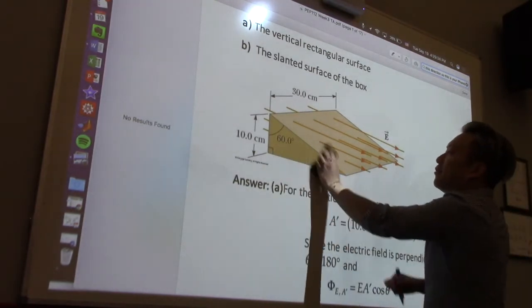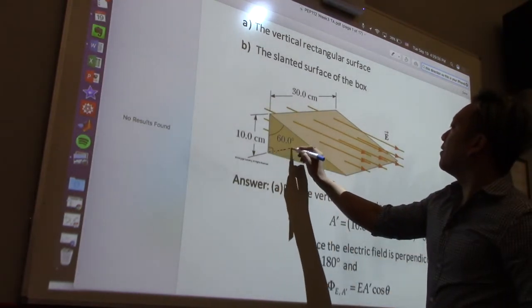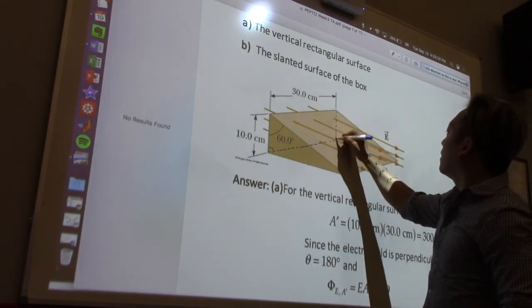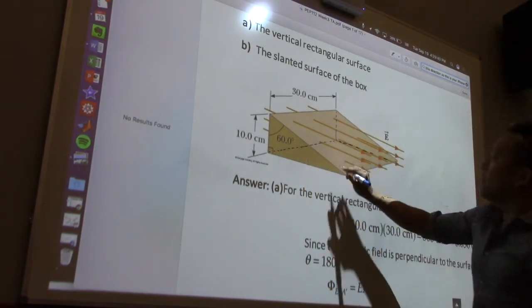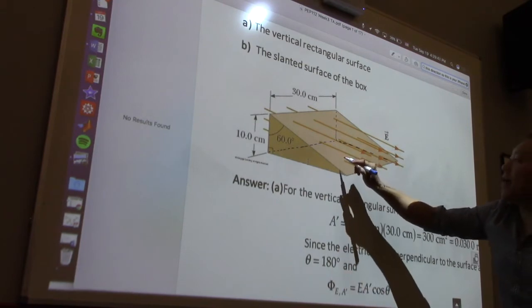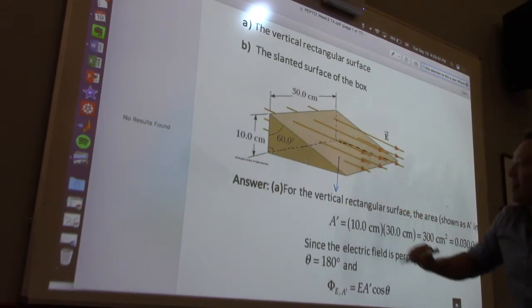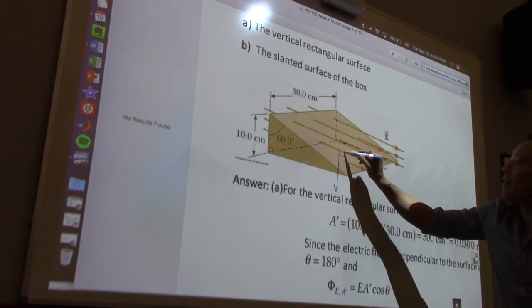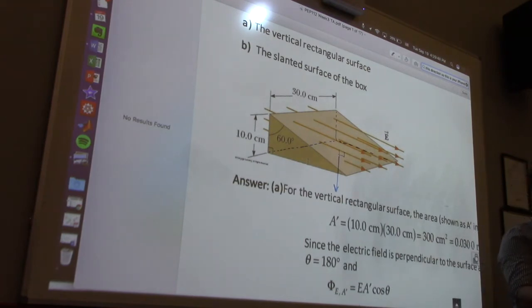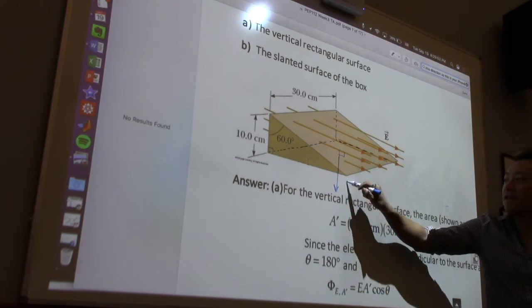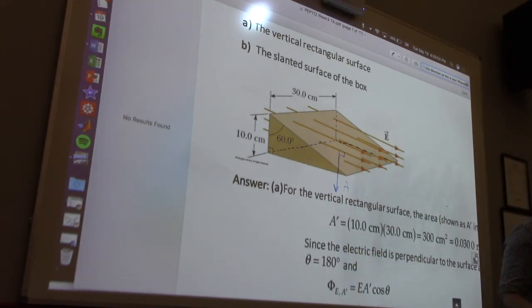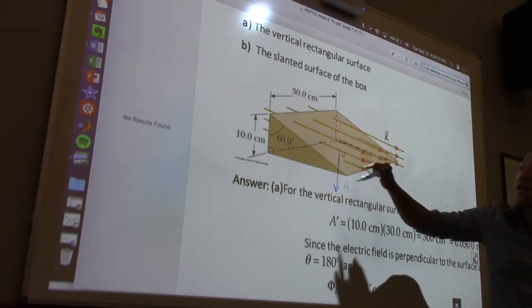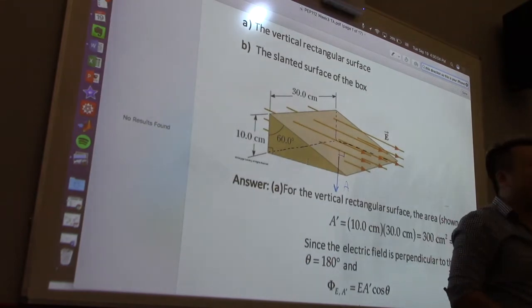So let's try to draw this, visible piece. The bottom surface, the area vector would point down. And we see how that makes a 90 degree. You see that geometry in the head, right? So this area vector for the bottom flux would be cosine of 90, 0. So there's no flux on the sides, there's no flux on the bottom, there's only flux on the slanted surface and the vertical rectangular surface.